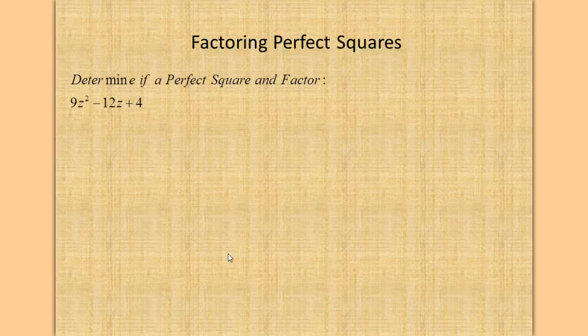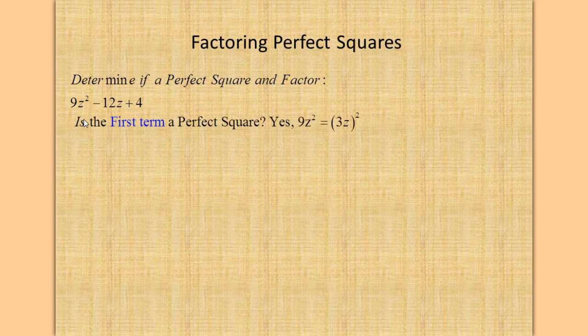Determine if a perfect square and factor. 9z squared minus 12z plus 4. Okay. Well, is the first term a perfect square? Yes. 3z squared is equal to 9z squared. Is the last term a perfect square? Yes. 4 is 2 squared.